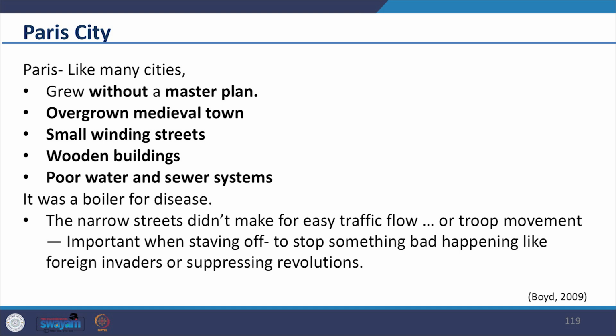We further see Paris in understanding the connection. Paris, like many cities, grew without a master plan. Overgrown medieval town, small winding streets, wooden buildings, poor water and sewer system. It was a boiler for disease. And the narrow streets didn't make for easy traffic flow or troop movement, important when staving off something bad happening, like foreign invaders or suppressing revolutions.